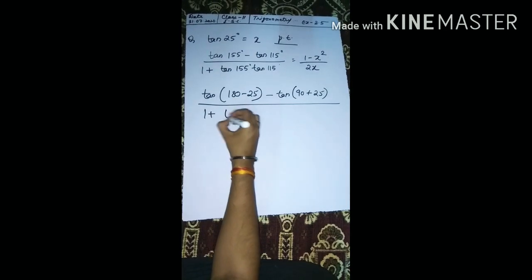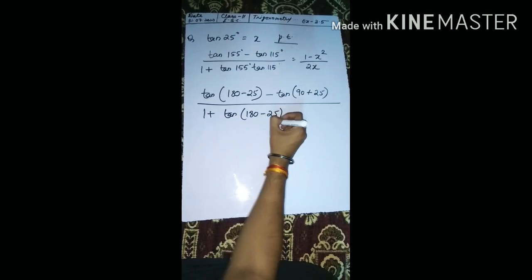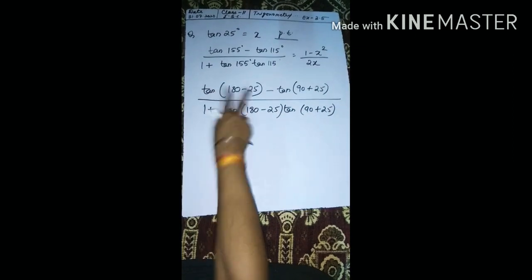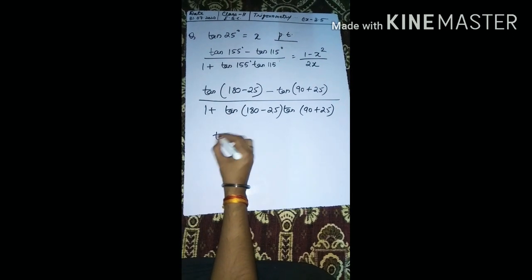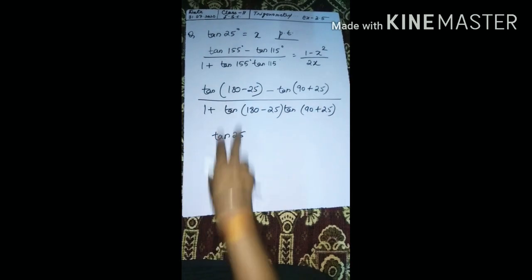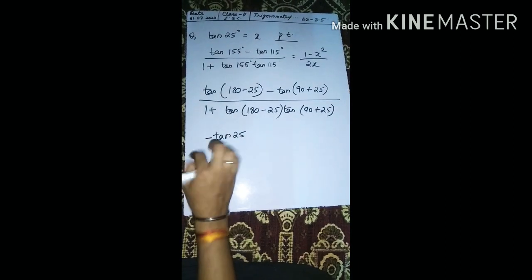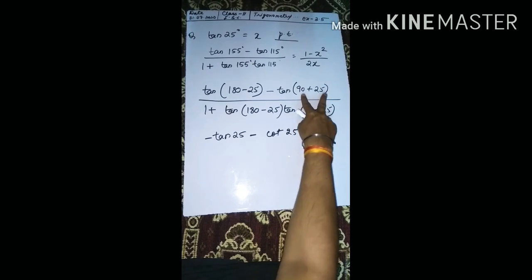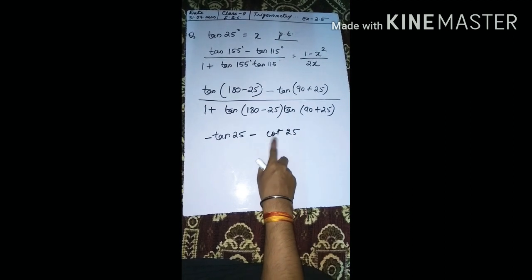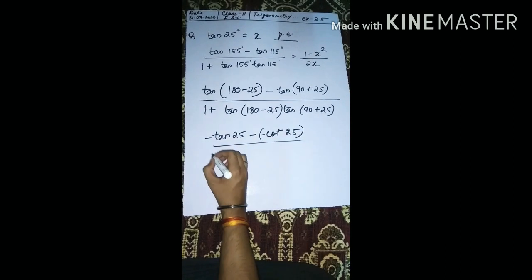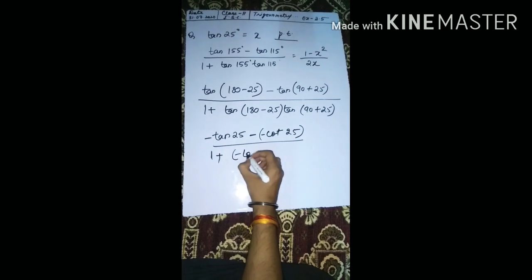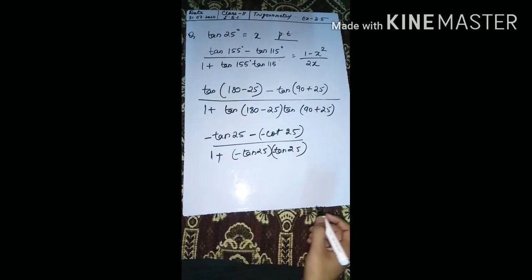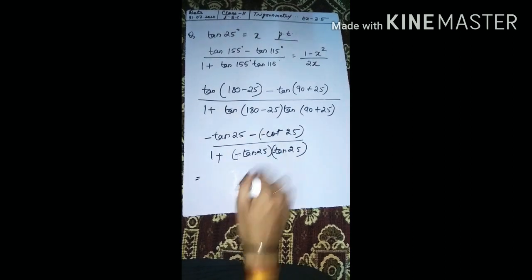Similarly in the downside, as it is. Now what is tan(180 minus theta)? First of all, the function won't change, so tan 25 as it is. 180 minus theta is the second quadrant, and in this only sine is positive, so negative. Minus. For 90 plus theta, the function will change to cot theta, so cot 25, and 90 plus theta is the second quadrant, so only sine is positive, so for cot it is minus. Whole upon 1 plus. Whatever we have done, the same will be here also, and tan 25 minus. Now this minus minus will be what? Positive.